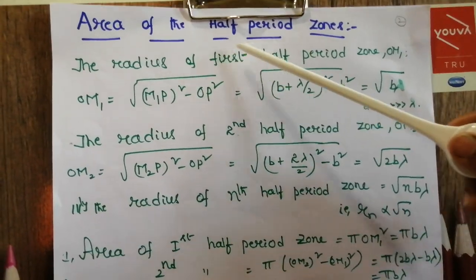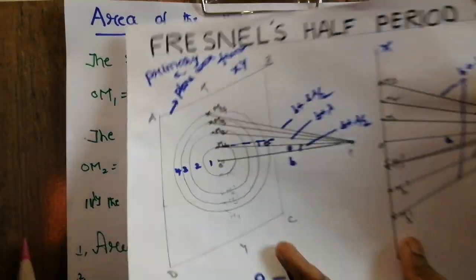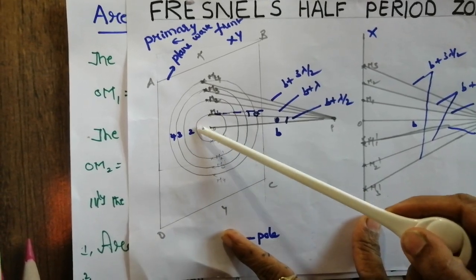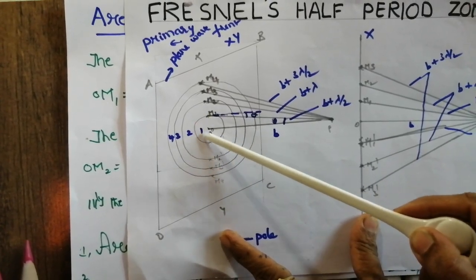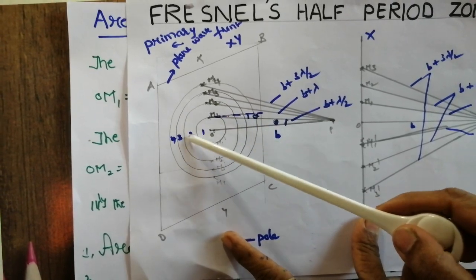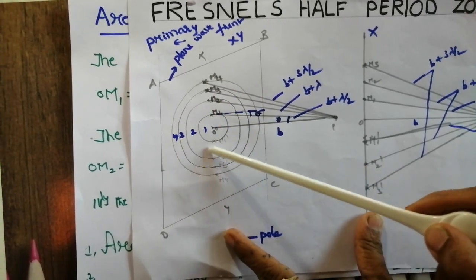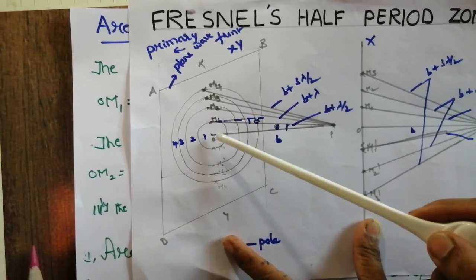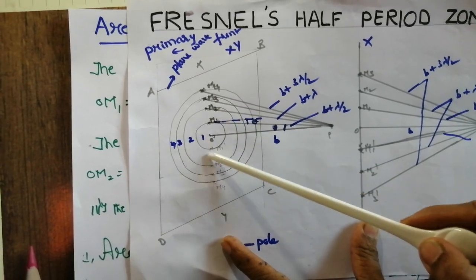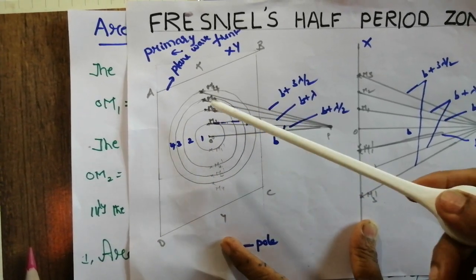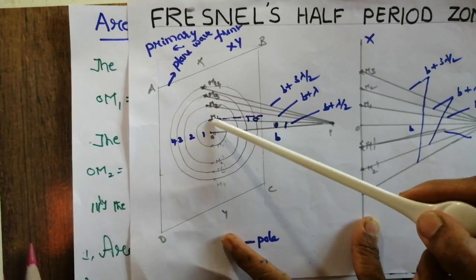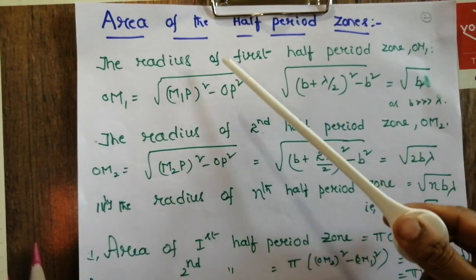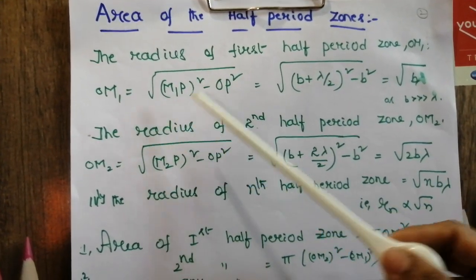To calculate the area of the half period zones: these are the half period zones. The radius of the first half period zone is OM1. So the area of this circle is nothing but the area of the first half period zone. And the area of the second half period zone is nothing but the difference between the areas of these two circles. So we have to calculate the area of the second circle and then subtract the area of the first circle from the second circle.